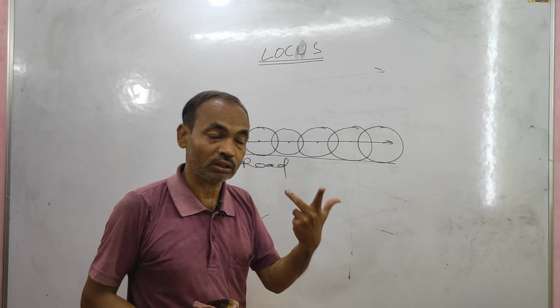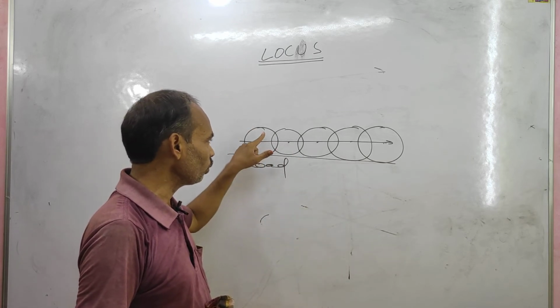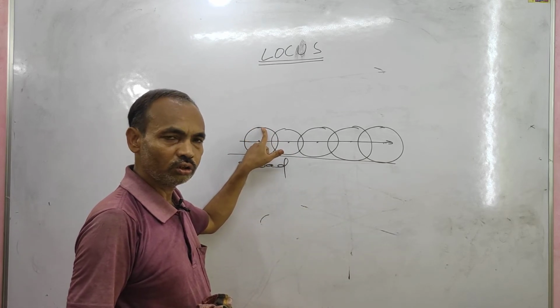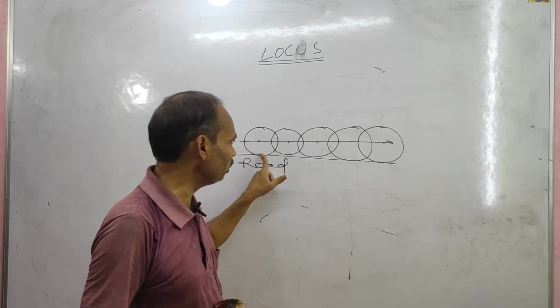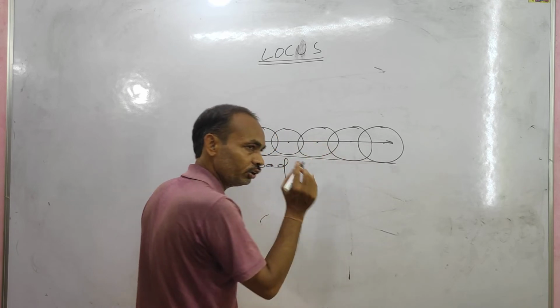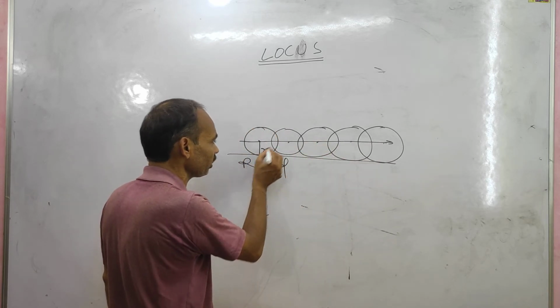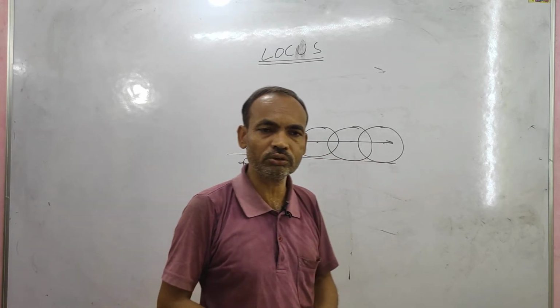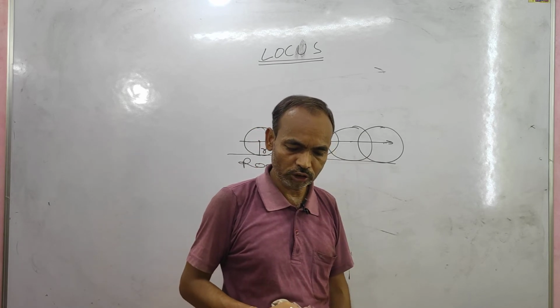Then what is the answer? The answer will be the locus of the wheel. The locus of the wheel will be a line parallel to the road having equal distance to the radius of the wheel.